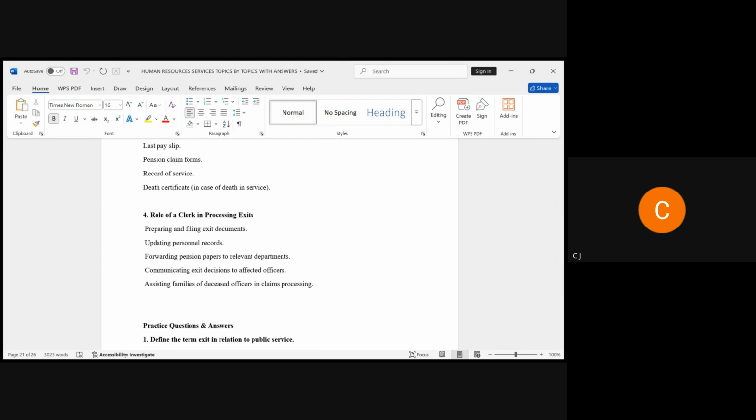Define the term exit in relation to public service. What is exit in relation to public service? Okay, exit is the formal process of an employee getting out of service either voluntarily or involuntarily in the public service.